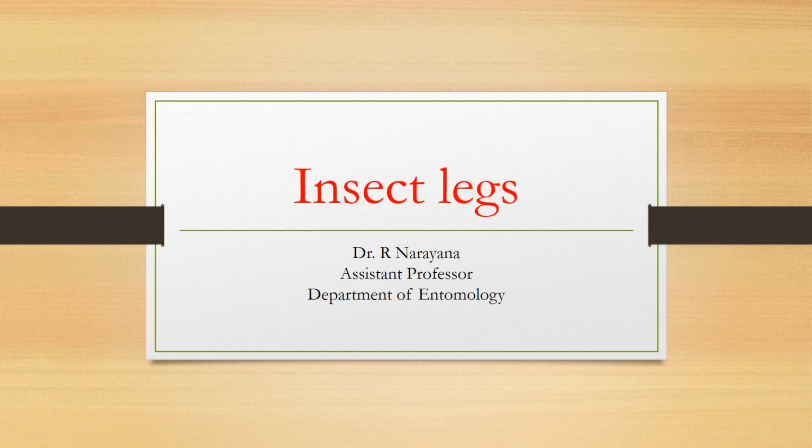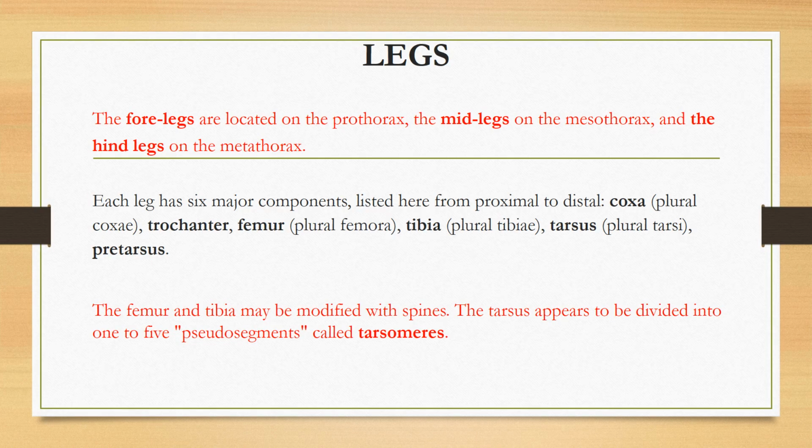Today's class deals with insect legs. So, what are insect legs? Insects have three pairs of legs, seen in the thoracic region. The forelegs are located on the prothorax, the middle legs on the mesothorax, and the hind legs on the metathorax.